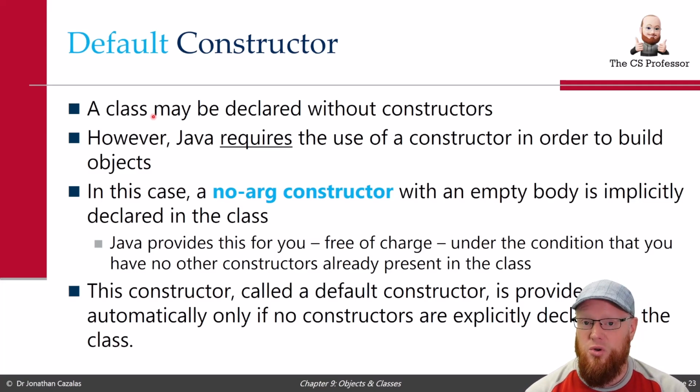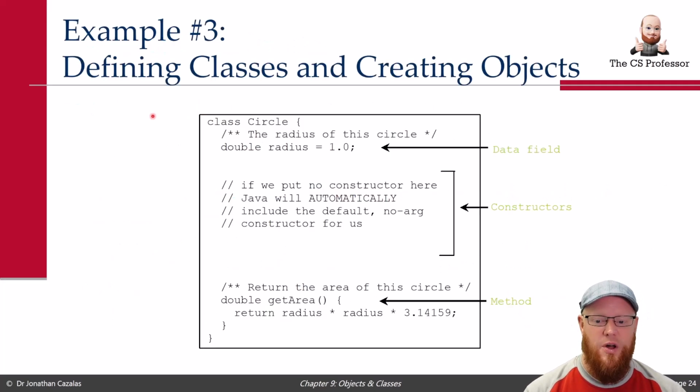What happens if you do not put a constructor, Java will automatically include for you, I say jokingly, free of charge, what is called the default no argument constructor. Java will provide this to you under the condition that you have not explicitly included any other constructor at all. That is the default constructor.